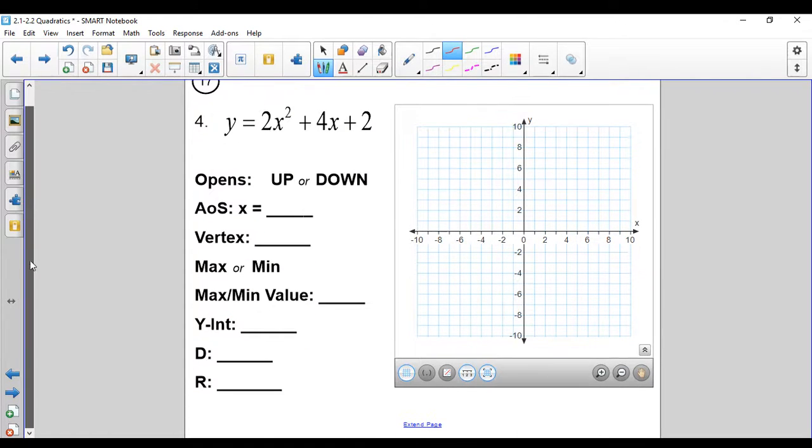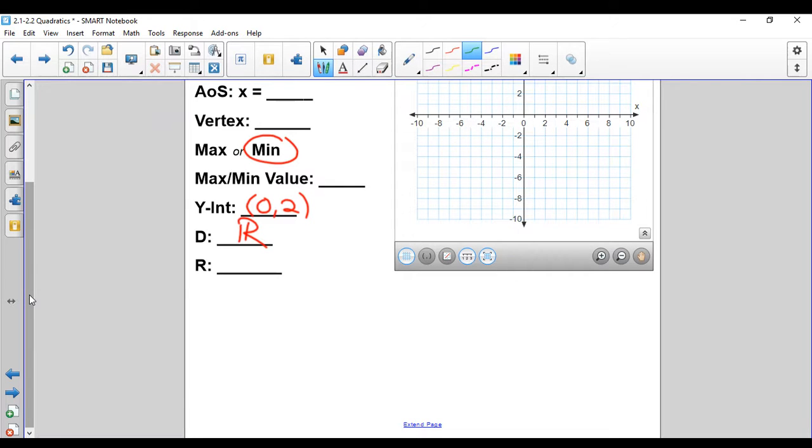Next and final one here. This one, opening up again. Not a big deal though. That means we have a minimum. Our y-intercept is the c value, so 0, 2. Domain is all real numbers. Easy information. Done. Found.